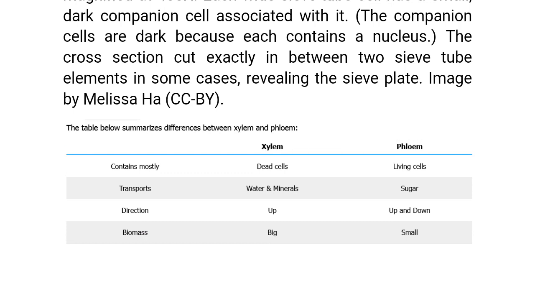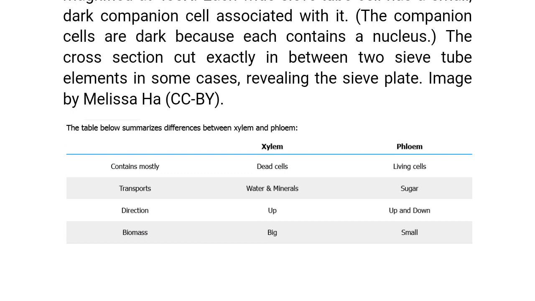So let's look at the xylem and the phloem in terms of transport. The xylem transports water and mineral, while the phloem transports sugar or organic compound. Let's look at the direction of movements. In xylem, water and minerals move upward, while in phloem it is upward and downward movements. That means this manufactured food moves from the site of production to the branches, then to the stem of a plant.